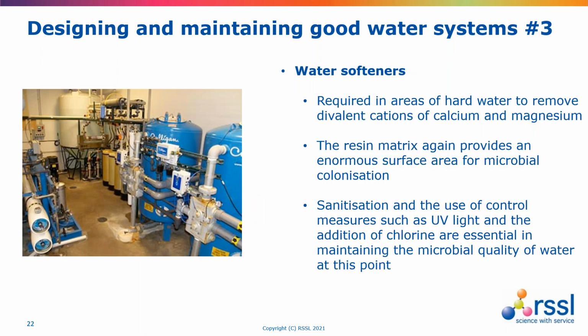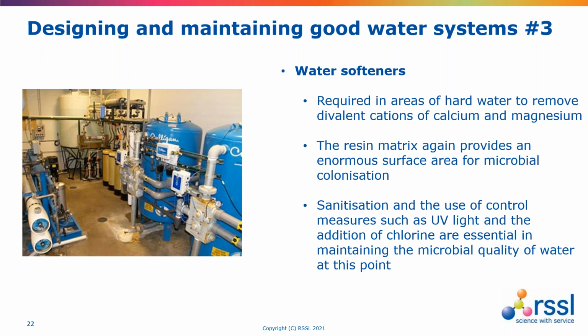And then we have water softeners, and these are required in most areas, particularly where the water is hard, and this is necessary to remove the cations in the water, the divalent cations like calcium and magnesium, before they can interfere with the function of the deionizers in the next step. And the process works by ion exchange, so we're replacing the calcium and magnesium with sodium ions.